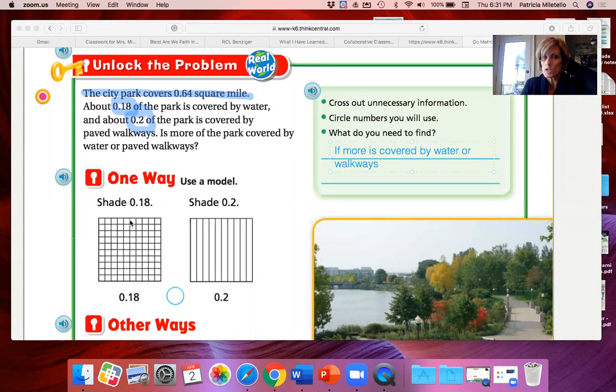All right, so one way, use a model. We could shade. So I'm going to get my little drawing tool again. Let's see if I can get a different color. Maybe a different color will show up a little better. Pink is kind of light. All right, we'll go with that. And one way is to shade 18 hundredths. So that's going to be 18 of these little squares. So let me just draw a line through because I have a little skinny line. That's 10. And then I can go down. So I just have 2 left in this line, and that'll be 18.